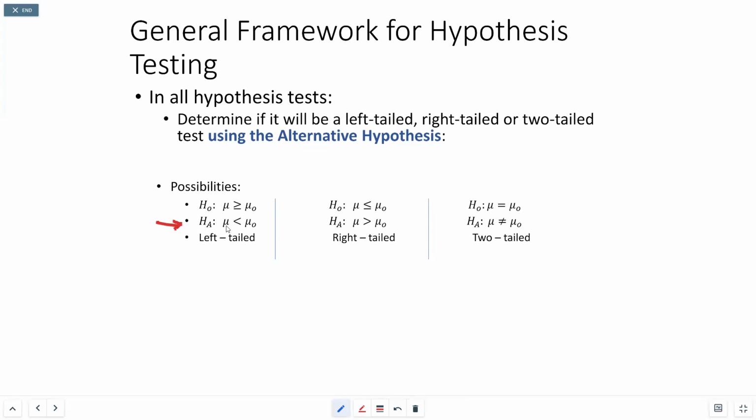If your alternative is that mu is actually less than some value, we call this a left-tailed test. You can just think of this as an arrow and a point. Which direction is this arrow pointing? It's pointing to the left. I should have put this as an asterisk; I didn't mean to make that an arrow. So this is where you look, and this tells you it's pointing to the left. It's a left-tailed test. If you want to know if your actual average is greater than some number, it's a right-tailed test. So that's in your alternative. If it's not equal to, like the example that we already went through, it was a two-tailed test.